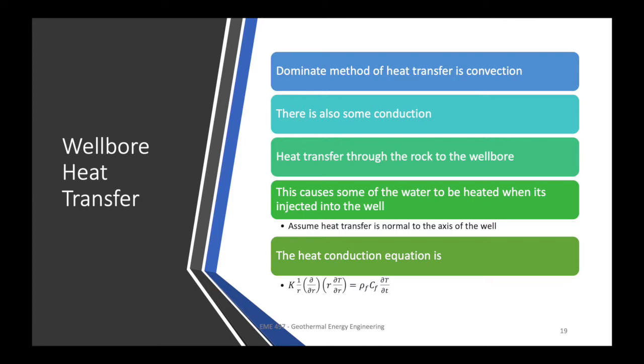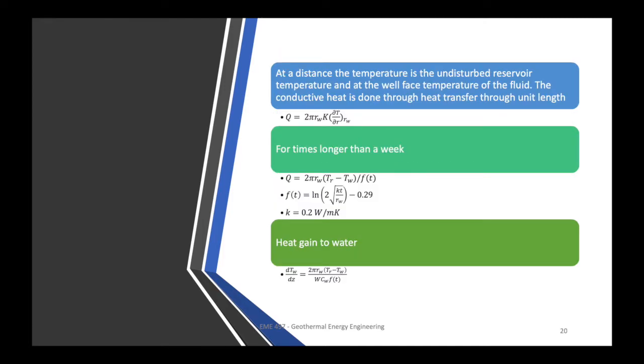The equation that is used to calculate the heat conduction is the equation listed below. At a distance, the temperature is the undisturbed reservoir temperature, and at the well face, the temperature of the fluid. The conductive heat transfer per unit length is in the equation listed below. For times longer than a week, these are the following equations to use. And to calculate heat gain to the water, this is the equation you should use.